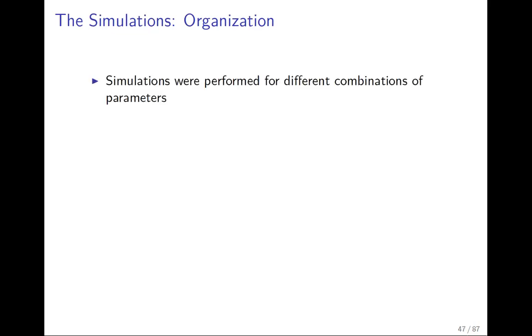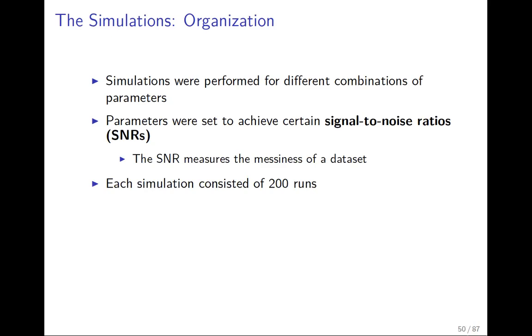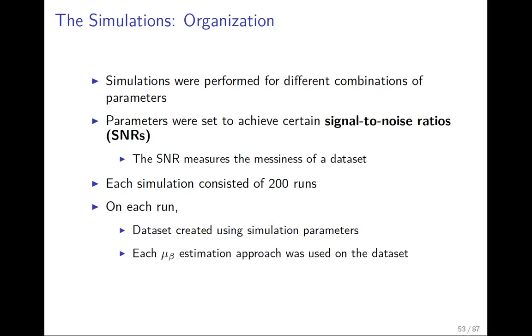We performed simulations to evaluate the four approaches. Different simulations corresponded to different combinations of parameters. These were set to achieve certain signal-to-noise ratios, or SNRs. The SNR measures the messiness of a dataset. Each simulation consisted of 200 runs. On each run, a dataset was created using the simulation parameters, and each approach was applied to the dataset.